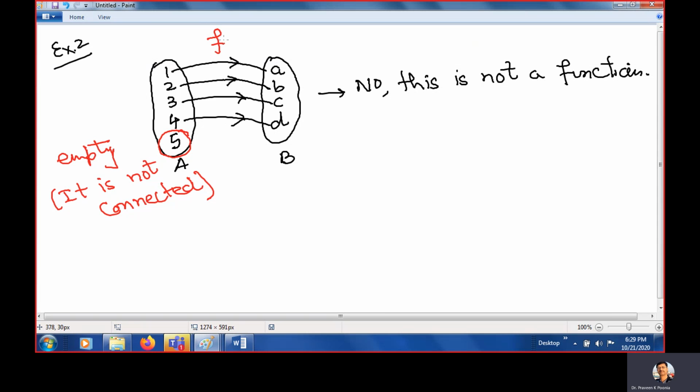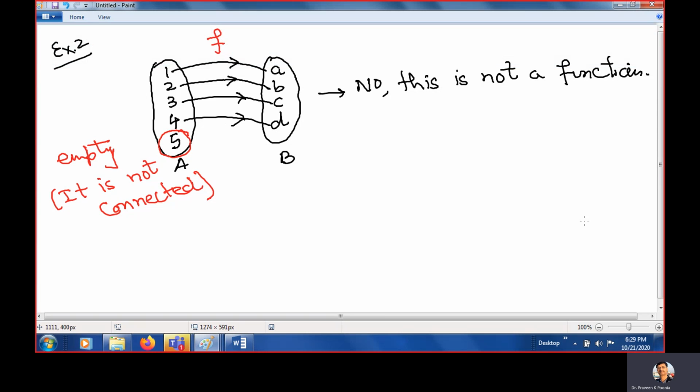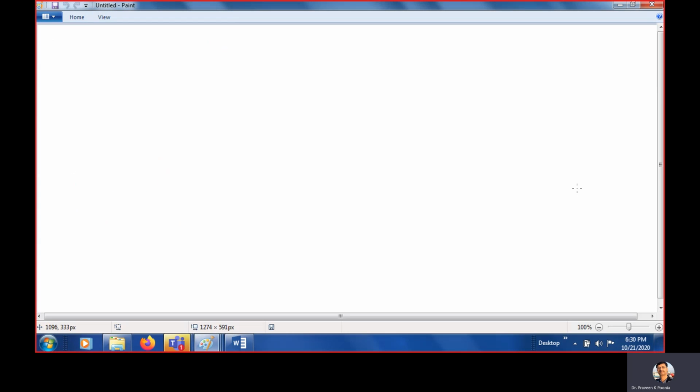So there are two conditions. Again, I'm telling you, there are two conditions. What are the conditions? That you need to fix every element of set A with these elements of set B, but with only one element. Clear? So we will take more examples here to understand this.